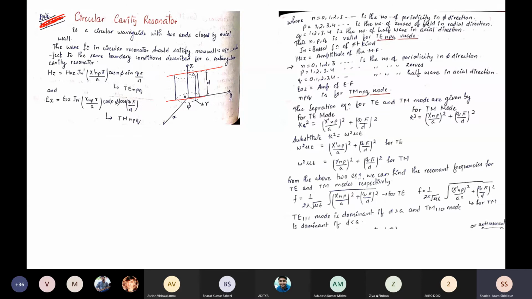The wave function in the circular resonator should satisfy Maxwell's equations, of course, and the same boundary conditions which we applied for the rectangular cavity resonator can be used here.